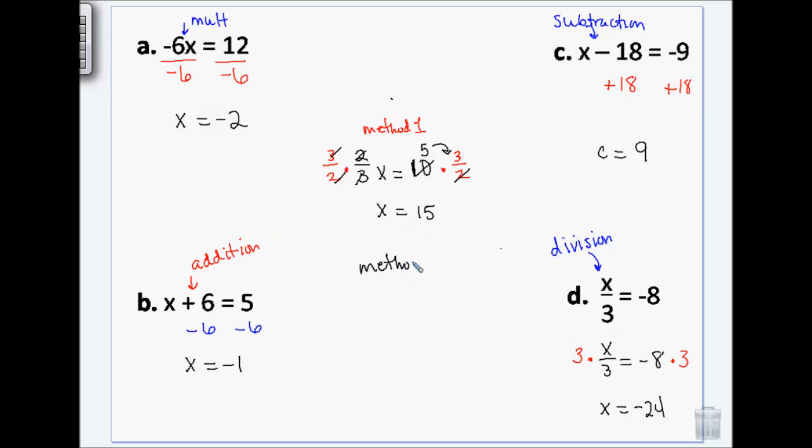If you don't like working with fractions, though, there's a second method. So I have 2/3 x equals 10. I can make this 2 steps. I can multiply by the denominator first, and I'm left with 2x equals 30. Then I divide by the numerator, and I get x equals 15. So if you don't want to have to work with multiplying a fraction, you can multiply by the denominator and then divide by the numerator.